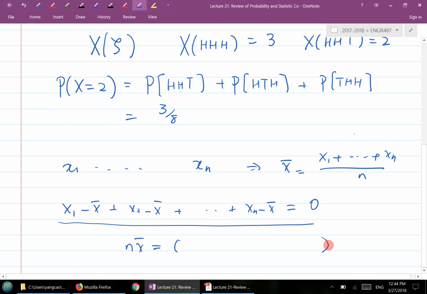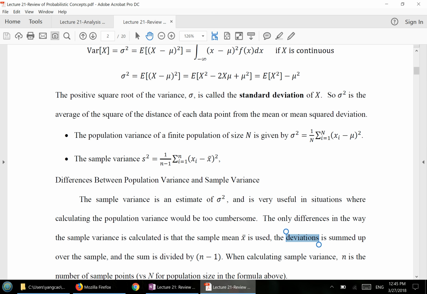That makes sense, right? Originally you have n number of samples, that's n degrees of freedom. But now you have one equation that relates them, so you have eliminated 1 degree of freedom. That's why you need to divide by n minus 1, so there's only n minus 1 degrees of freedom. And there's another reason I can let you know after class.